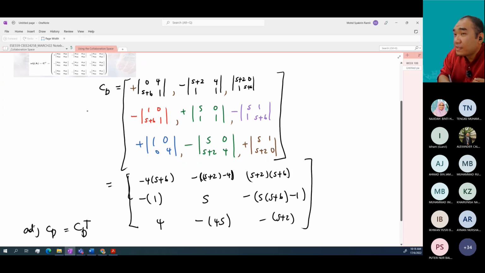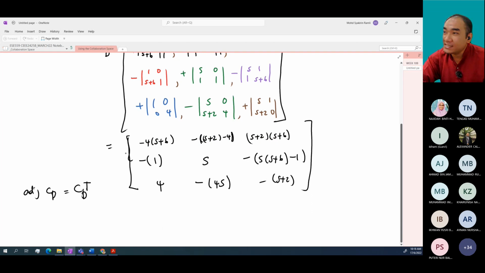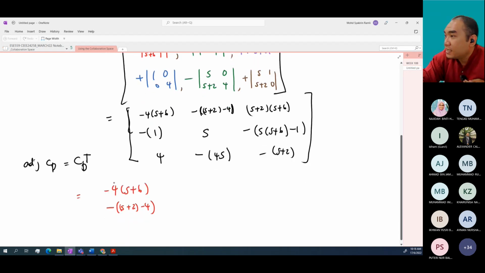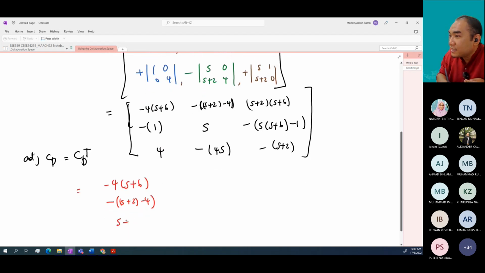Kan tadi kita dah dapat cofactor matrix. To get the adjoint, you have to transpose that matrix. And when you do that, kamu kena apply transpose lah. When you apply the transposition of the matrix, which is going to be minus 4S plus 6. And this is going to be minus S plus 2 minus 4. And here we will get this is going to be S plus 2, S plus 6.